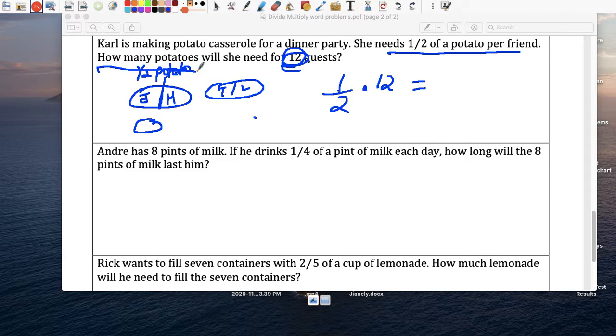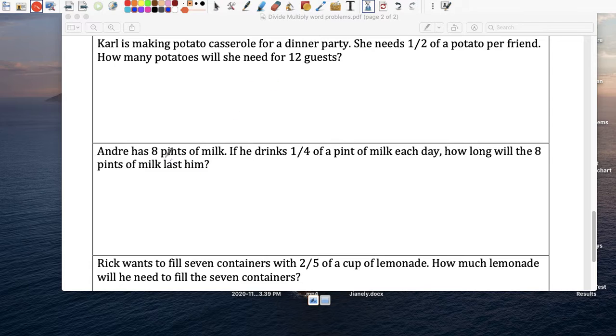Okay, so how many potatoes? She needs half of a potato per friend. This is definitely a multiplication problem. Put it over 1. 1 times 12 is 12. 2 times 1 is 2. And what's 12 divided by 2? 6. So I need to go and buy 6 potatoes.